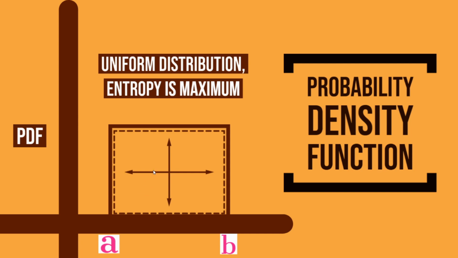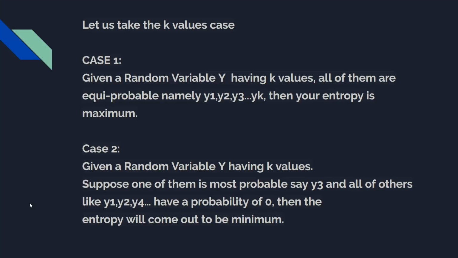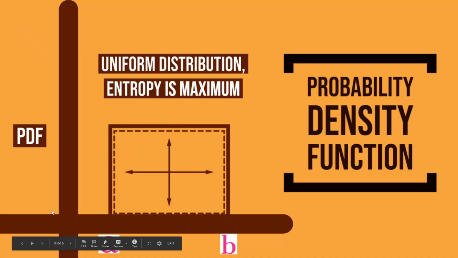So this is called a probability density function, where for each of your k values you are getting the same probability, or they are equiprobable. Now in the next case, let us suppose given a random variable y that has k values, suppose one of them is most probable, say y3, and all the others like y1, y2, y4 have a probability of 0, then entropy will come out to be minimum in this case. Now let us understand more about entropy using this probability density function.